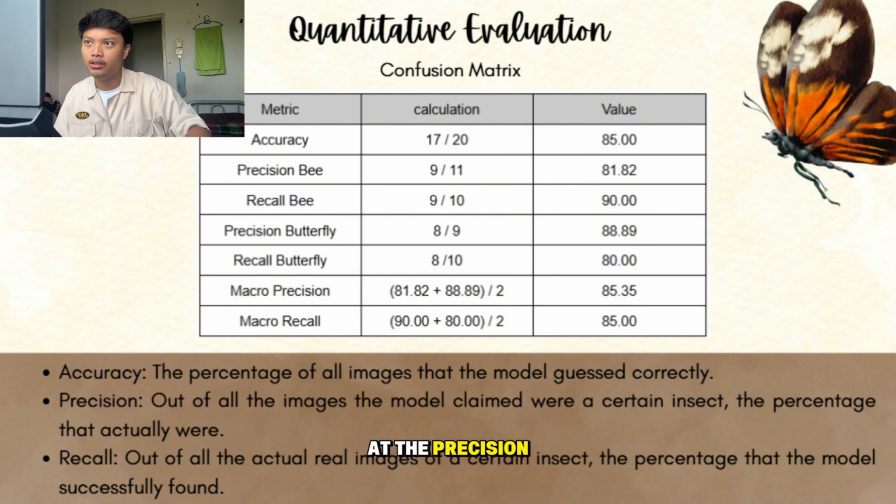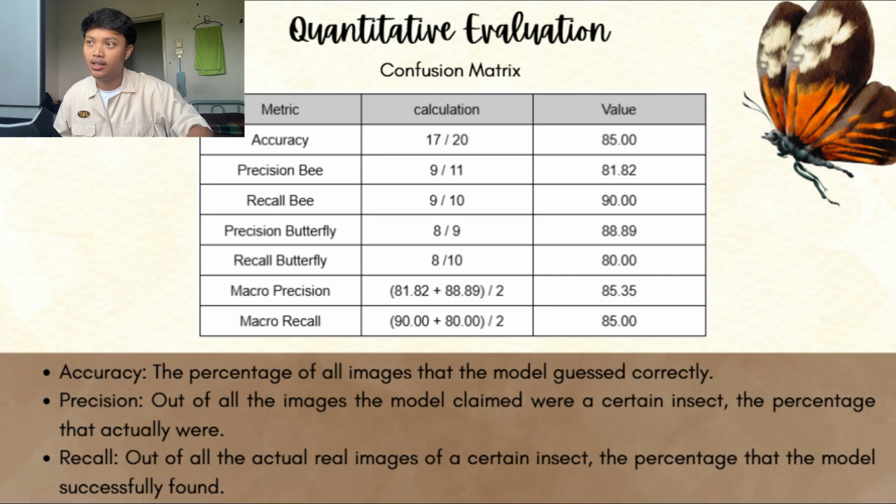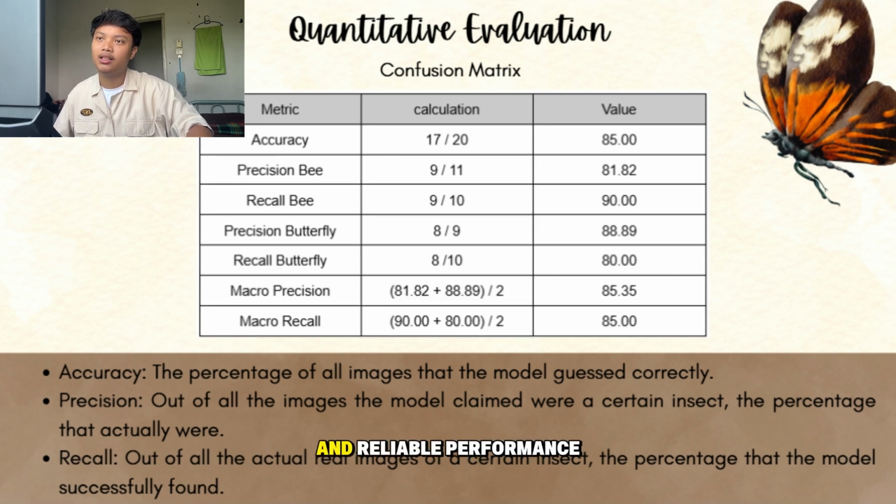Next, we look at the precision, which tells us the percentage of true positives out of everything the model claimed was a certain insect. We achieved a precision of 81.82% for bees and 88.889% for butterflies. Then we have recall, which is the percentage of actual images of a certain insect that the model successfully found. Our recall was 90% for bees and 80% for butterflies. Averaging this out gives a solid macro precision of 85.35% and macro recall of 85%, demonstrating that the classifier has a very balanced and reliable performance across both categories.